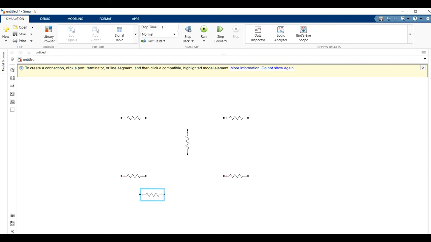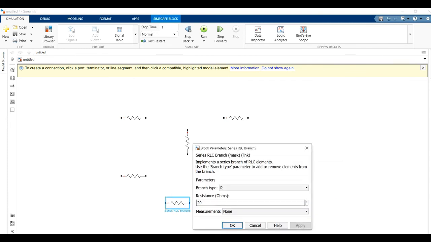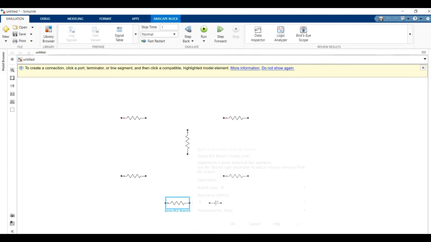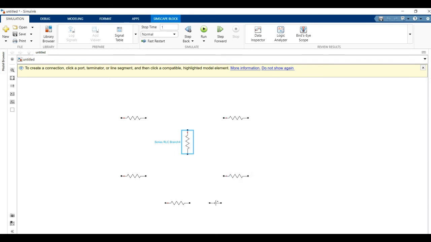Now there will be some internal resistance in the galvanometer also. Similarly, there will be internal resistance of the battery source also. Now we take the battery source, and we will give around 20 volts. Now connect these lines. The internal resistance of the battery is 5 ohms, and the internal resistance of the galvanometer is 10 ohms. Now connect all the resistances.